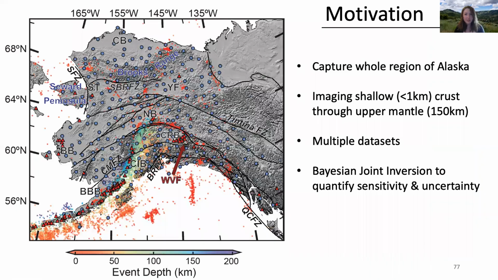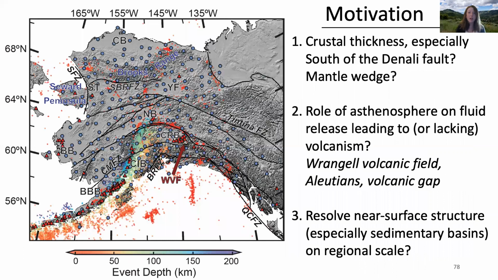Our main goal is to use the Alaska TA stations to capture the entire region from the near surface into the upper mantle. We will use all of the data sets we have previously discussed and the Markov chain Monte Carlo inversion. Our driving questions are: what is the crustal thickness across the different terrains? What do we see where the Pacific plate is going down beneath Alaska? What can we learn about volcanism? And can we resolve near-surface basin structures on a regional scale?